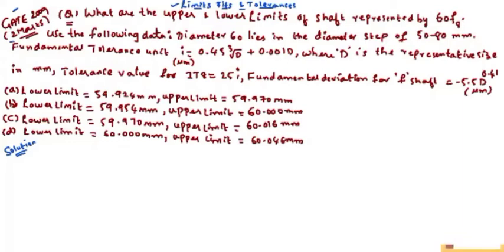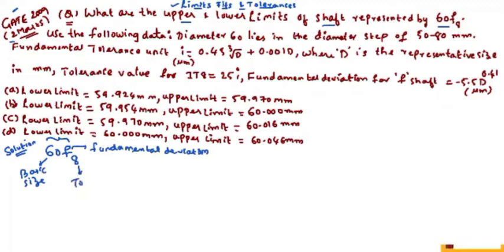So we need to find what are the upper and lower limits of the shaft which is represented by 60 f8. So this 60 f8, what does it indicate? 60 indicates the basic size of the shaft. Small f indicates the fundamental deviation of the shaft. And the 8 indicates the tolerance grade, means IT8.